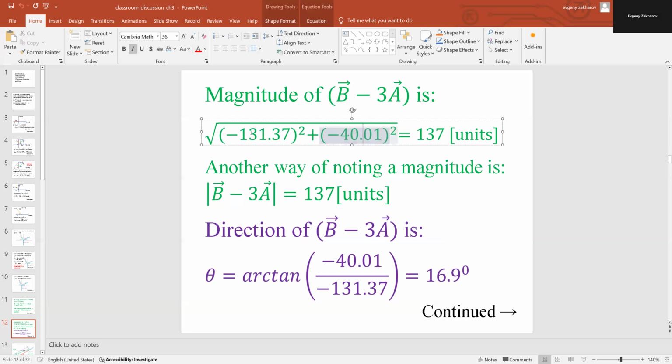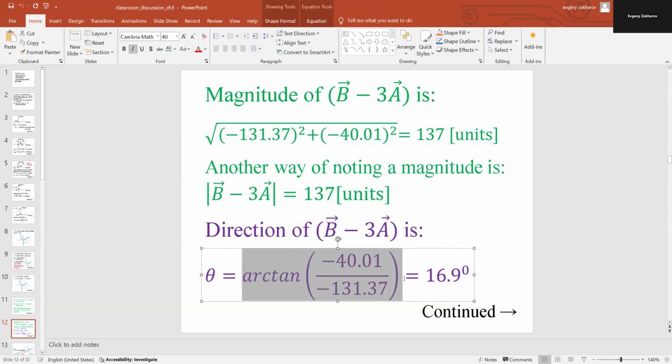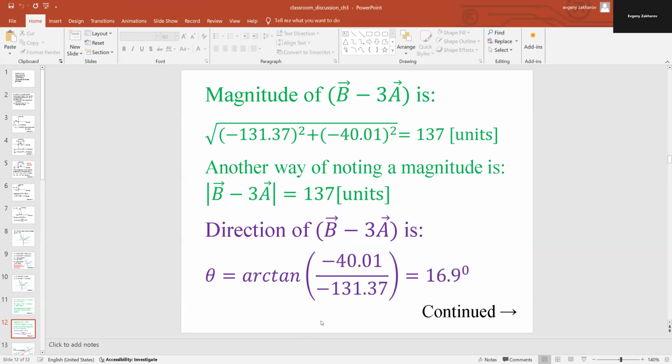This is your x component. This is your y component. If you want tangent, it's opposite over adjacent. Opposite would be your y. Adjacent is x. Negative and negative cancels out, and it's conveniently 16.9 degrees. Once again, if you have a calculator, check this input and see that your calculator shows you 16.9 if you want full credit on quizzes, tests, and in real life.